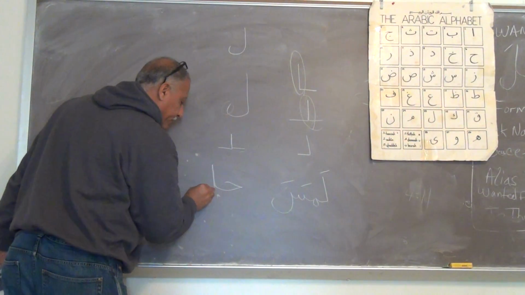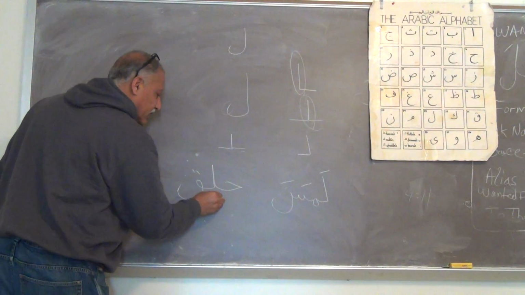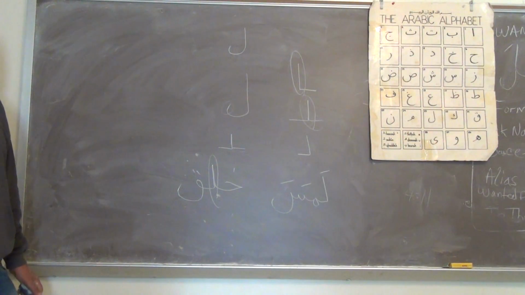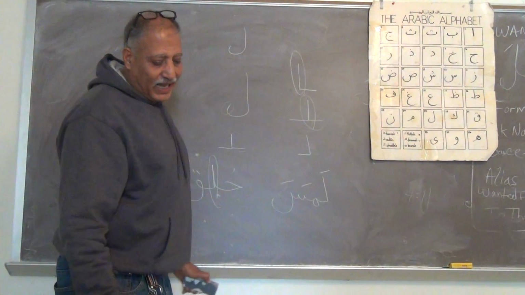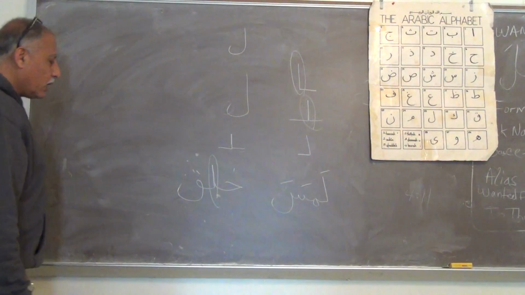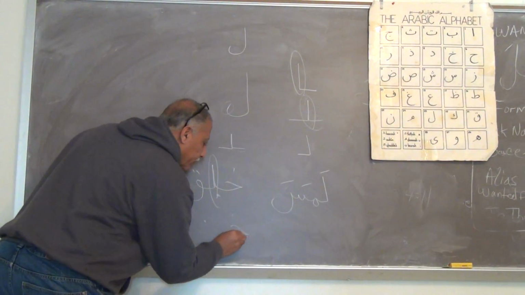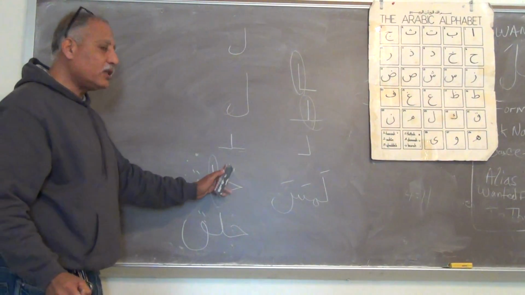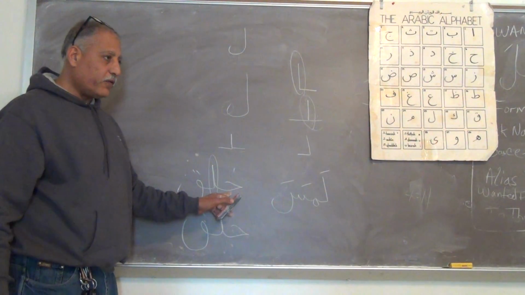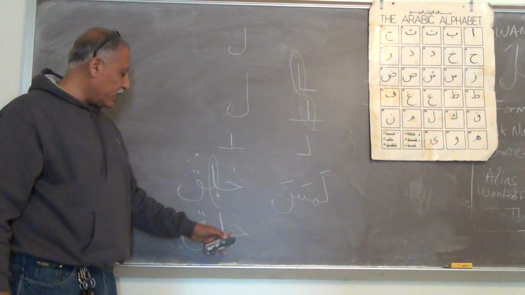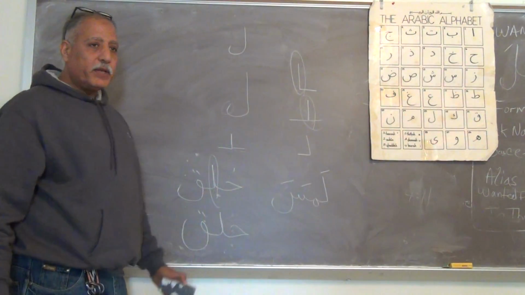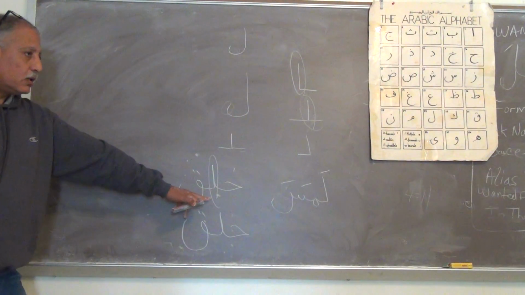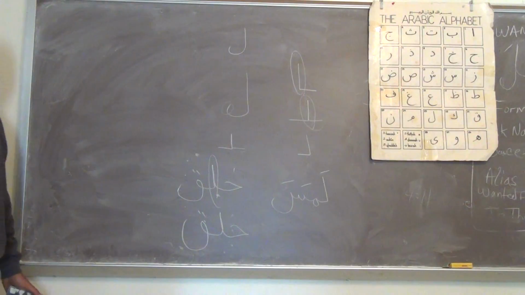خلق. This is حرف اللام. خلق. حلق. The difference between these two words is just one dot. The حرف الخاء over here has a dot. حرف الحاء doesn't have a dot. خلق, what's the meaning of خلق? He created. To create, or he created.